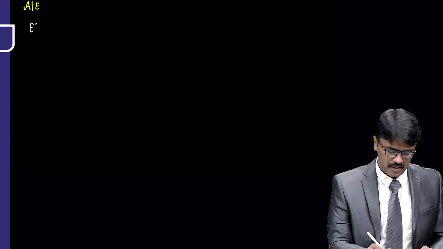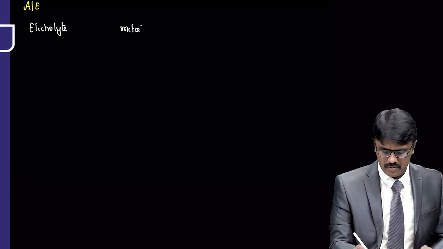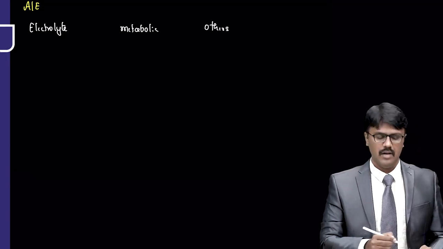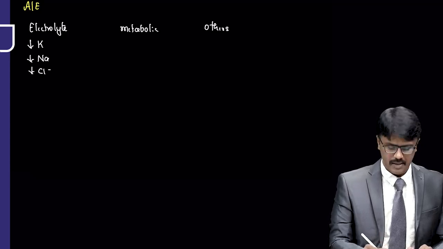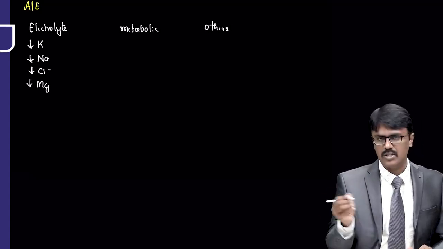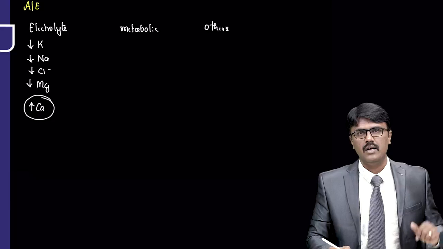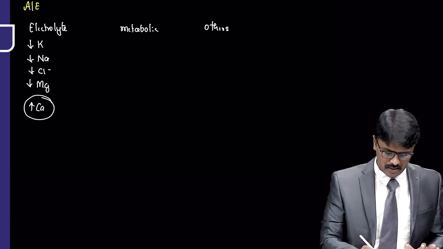Coming to the adverse effects, similar to loop diuretics, they also have the same adverse effects. Let me write here: the electrolyte adverse effect, the metabolic adverse effect, and others. Now, electrolyte: it decreases potassium, it decreases sodium, it decreases chloride, it decreases magnesium, but one change compared to loop diuretics is it increases calcium. Very, very important. Remember, loop diuretics lose calcium, but thiazides retain calcium. Very, very important. So please mark this.